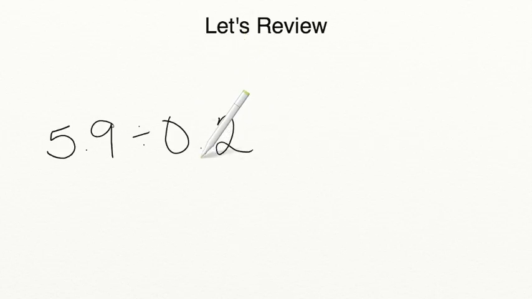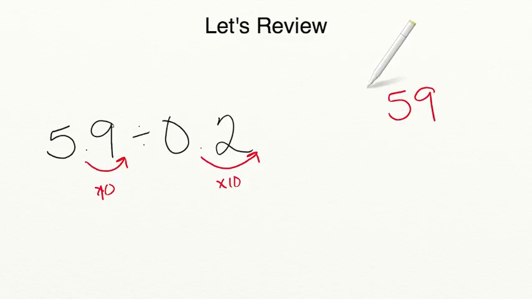So we're going to shift our decimal point over one place value until 2 tenths becomes a whole number 2. We do that by multiplying by 10. Since we multiply our divisor by 10, we also have to multiply our dividend by 10 as well. So let's go ahead and rewrite this problem. We now are going to be dividing 59 divided by 2.